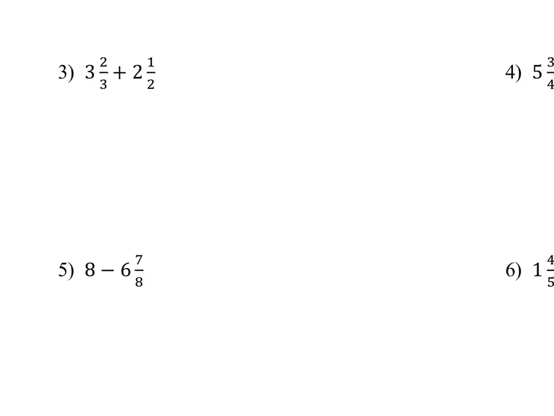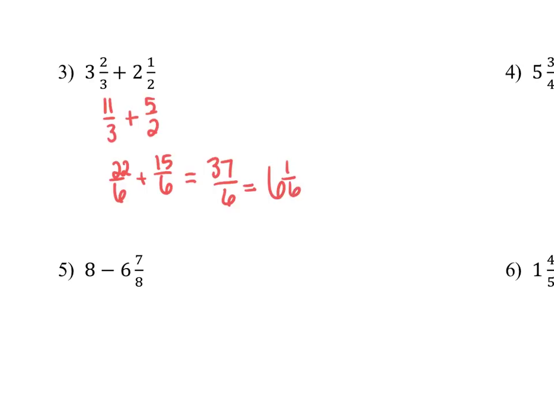Okay, we're gonna do number 3 here. So we're gonna change these to improper. We're gonna get 11/3 plus 5/2, and I'm going to get a common denominator, which is going to be between 2 and 3, which is 6. Okay, so 15/6 plus 22/6. 22 plus 15 is 37/6. Okay, so 6 goes into 37 6 times with 1 left over.